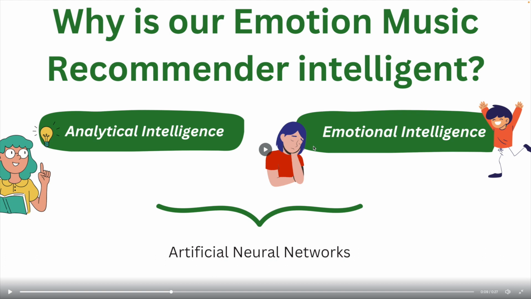Why is our Emotion Music Recommender system intelligent? Well, two types of intelligence are implemented thanks to the artificial neural networks, analytical intelligence and emotional intelligence. Indeed, not only can our system analytically understand its environment by recognizing emotions and faces, but also socially interact with it by recommending the best song that matches the user's current emotion.